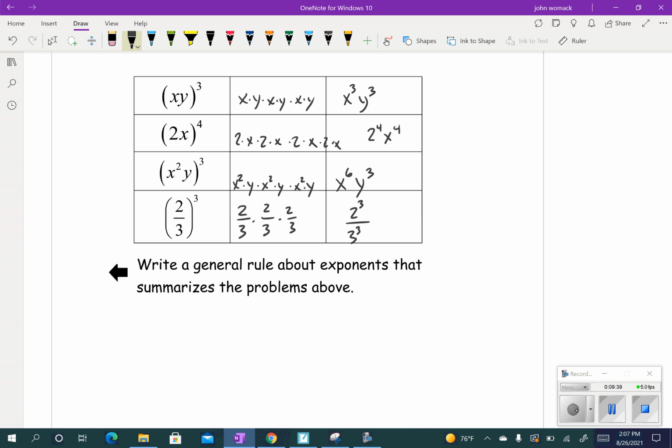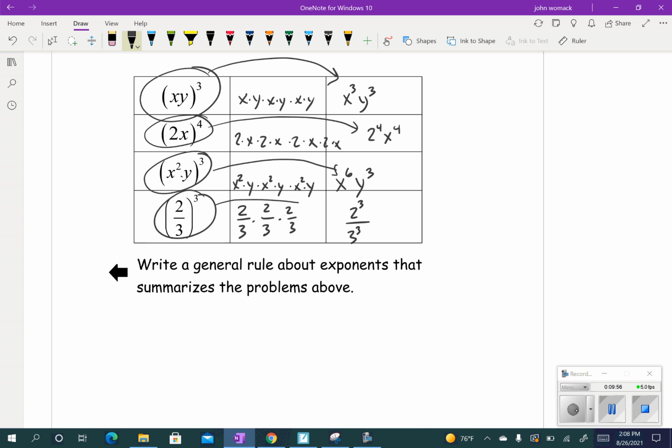Okay, so what we want to do is come up with a generalized rule. What happens if I have parentheses raised to a power? And inside there, notice x times y, 2 times x are multiplied together. X squared times y. Now on the bottom, they're actually divided. So this rule applies whether the factors are multiplied together or they're divided.